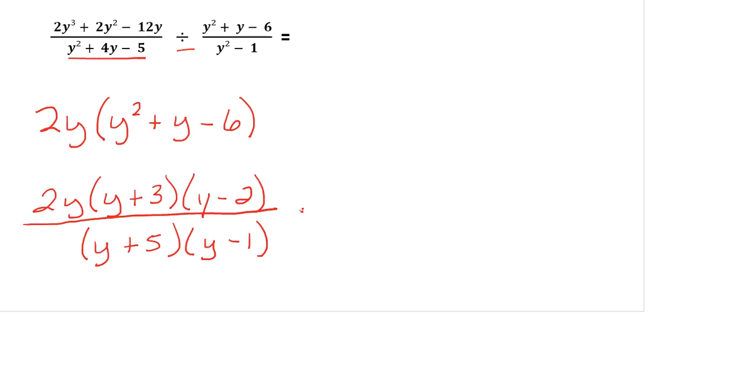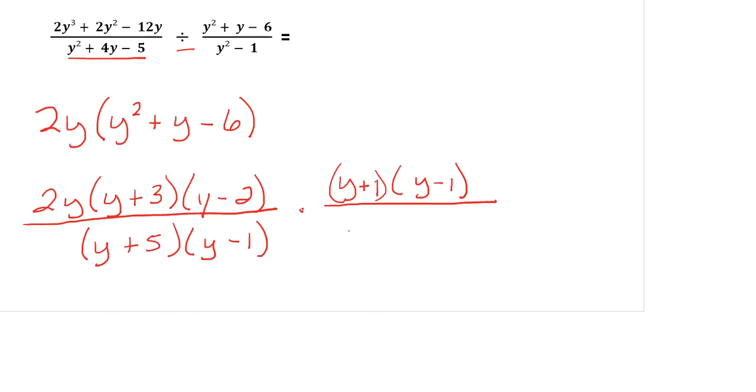And then we are going to take the reciprocal of this second fraction. So let's do two things. Let's factor it and flip it around. So factoring the y squared minus 1, that is the difference of two perfect squares, y plus 1 and y minus 1.